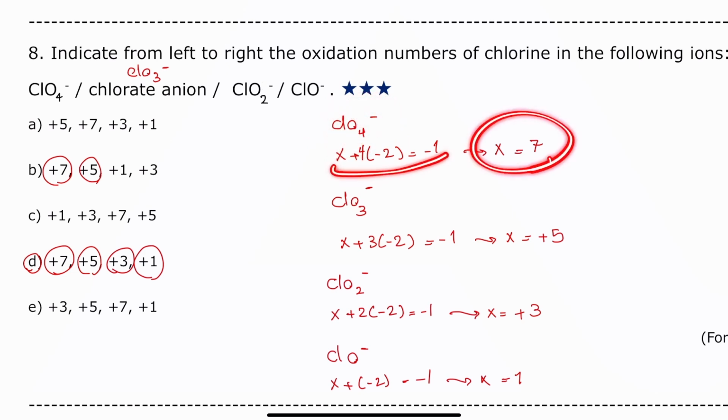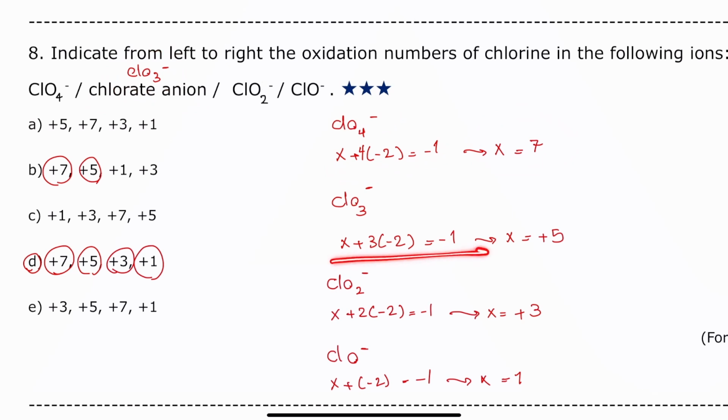So therefore X would be 7. And then chlorate anion, which is ClO3 minus, we do the same thing. Here we take this as X plus 3 times minus 2, minus 1, which gives us X equals +5. And we do this for these two other ones. So it would be 7, 5, 3, 1 for this question.